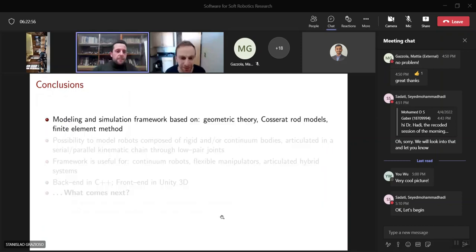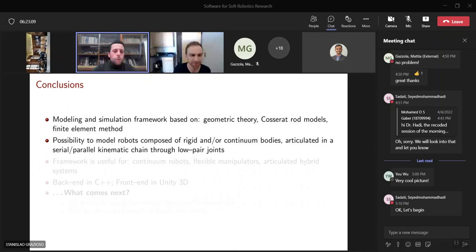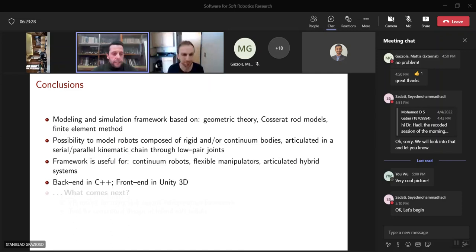And yeah, this is just my conclusion. So the framework, I presented a modeling and simulation framework, which is based on geometric theory, Cosserat-related models, and the finite element method. And we have the possibility to model robots, which are composed by rigid and continuum bodies, which are articulated in a kinematic chain. So the framework can be useful for continuum robots, for flexible manipulators, or also for articulated hybrid systems. And the backend is developed in C++, and the front end for now, the newest version, in Unity 3D.